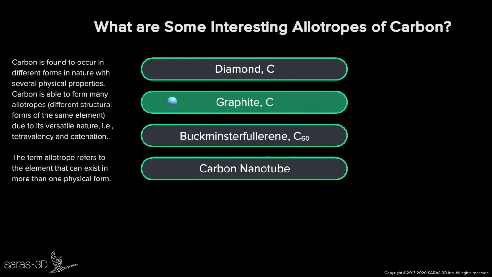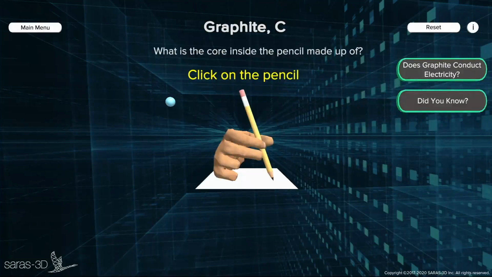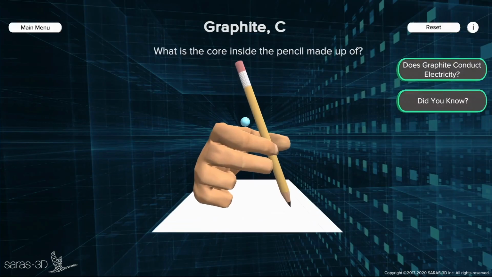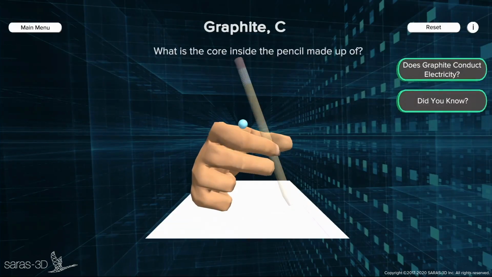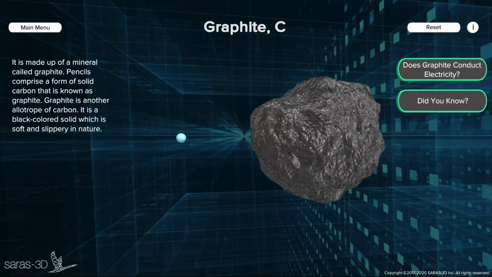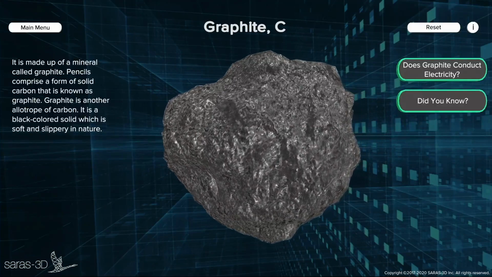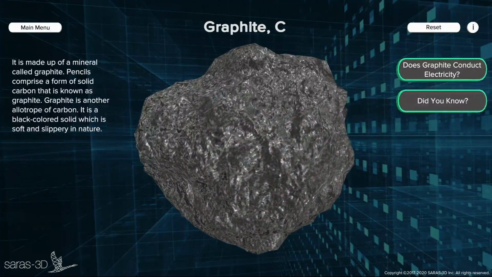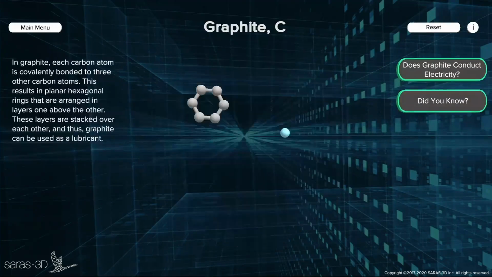Let's take up another allotrope, which is graphite. Have we ever wondered what the core inside the pencil is made up of? It is made up of a mineral called graphite. Pencils comprise a form of solid carbon known as graphite, which is another allotrope of carbon, and it is a black colored solid that is soft and slippery in nature.